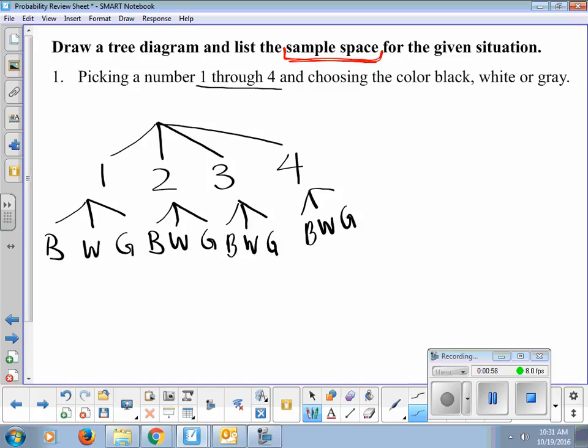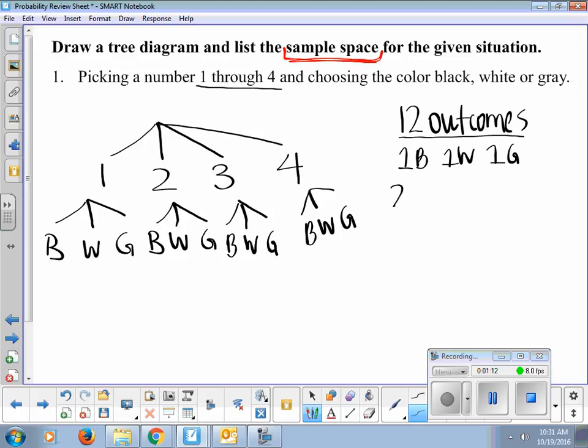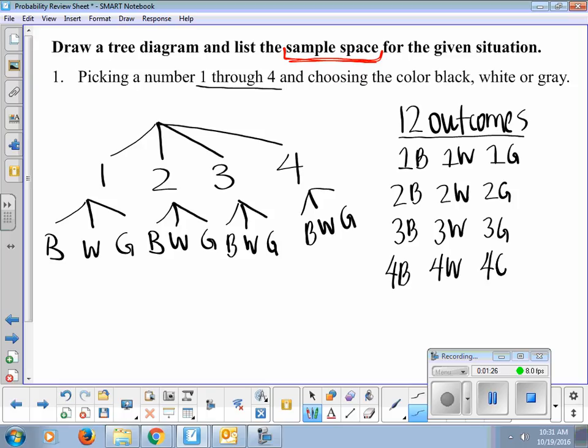How many total outcomes do we have? 12. And the sample space wants us to list those outcomes. So our outcomes would be 1 black, 1 white, 1 gray, 2 black, 2 white, 2 gray, 3 black, 3 white, 3 gray, and 4 black, 4 white, 4 gray.